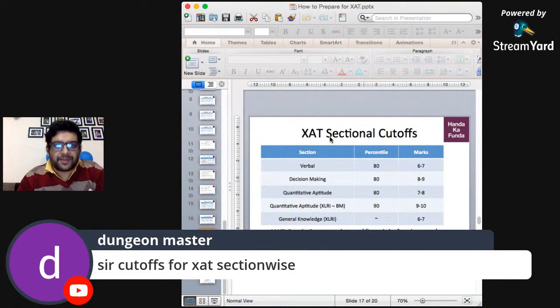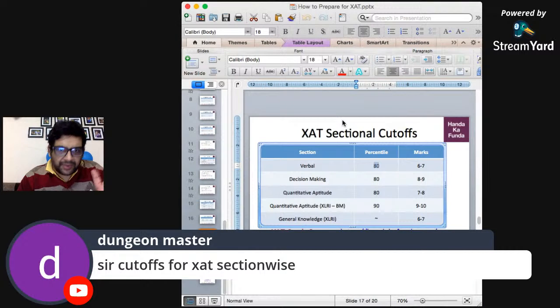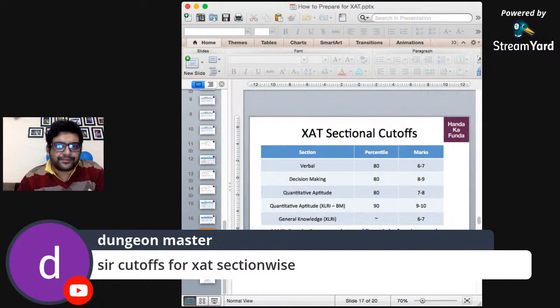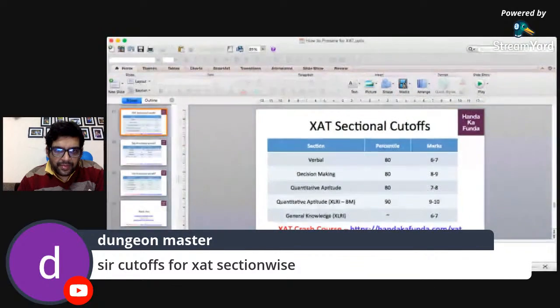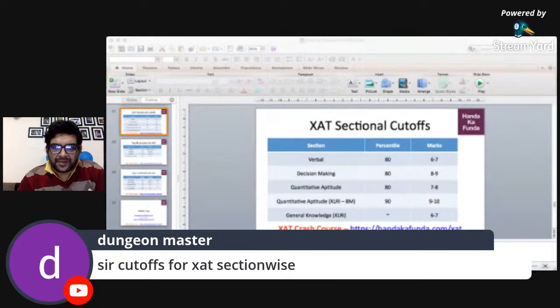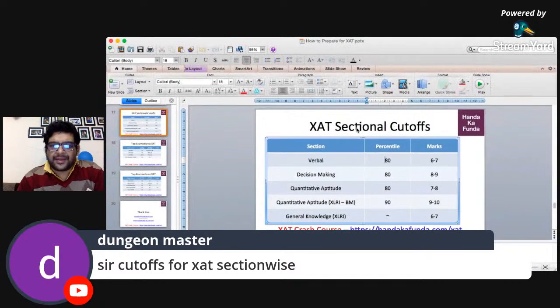The cutoff typically for the verbal section is around 80 percentile. Okay, I think it should be visible now. Yeah, so around 80 percentile is the sectional cutoff for the top colleges, which is around 6-7 marks in verbal. 80 percentile for decision making is around 8-9. For quant, it's around 7-8.